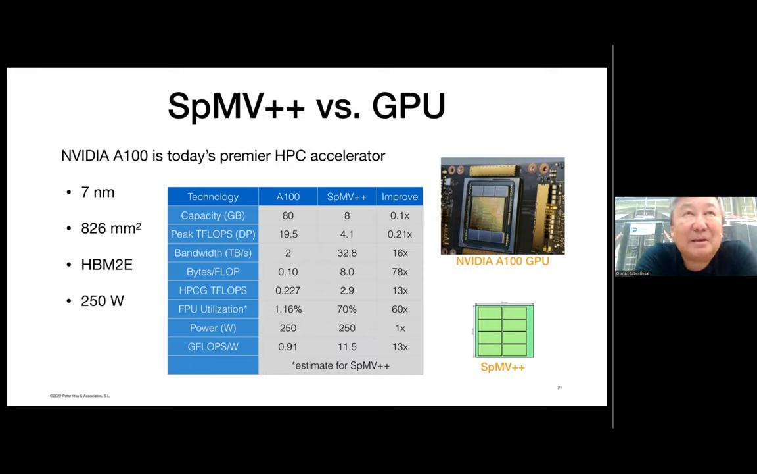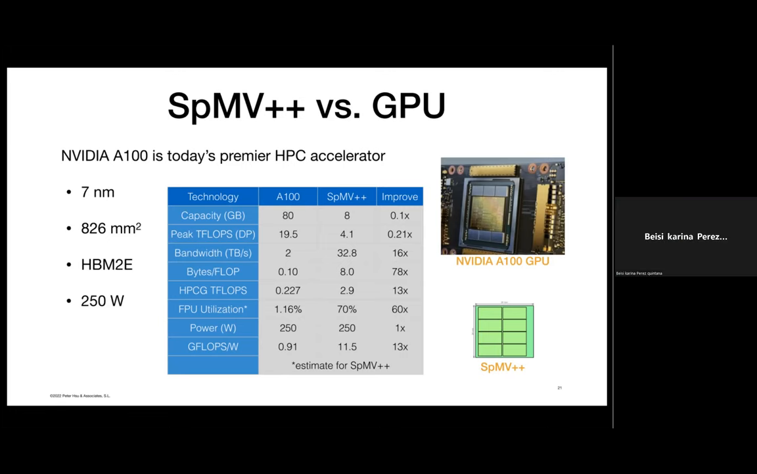Because of the high bandwidth, we get 8 bytes per flop of memory bandwidth, whereas they get on a GPU 0.1 byte per flop. So on HPCG, which is a sparse matrix computation that is very bandwidth intensive, even though the peak is 19.5 teraflops, they only get 0.227, as a paper on the web says. Whereas we estimate we can get 2.9, so a 13 times improvement, strictly due to the memory bandwidth. The FPU utilization can do about 70%.